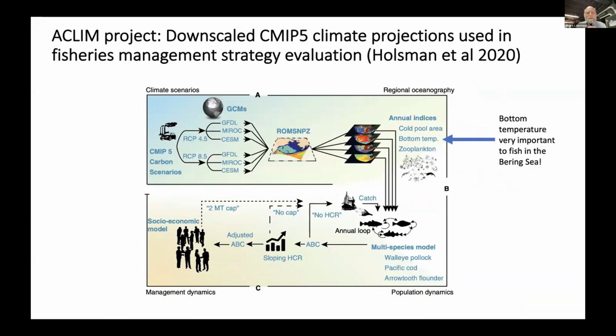Now, under the ACLIM program, which includes quite a few participants, many colleagues at the Alaska Fisheries Science Center, we previously downscaled CMIP-5 climate projections and used them in fisheries management strategy evaluation. And we are now doing similar things with CMIP-6 climate projections, the latest round. And among other things, the regional model projects bottom temperature, which is... can you see my pointer?